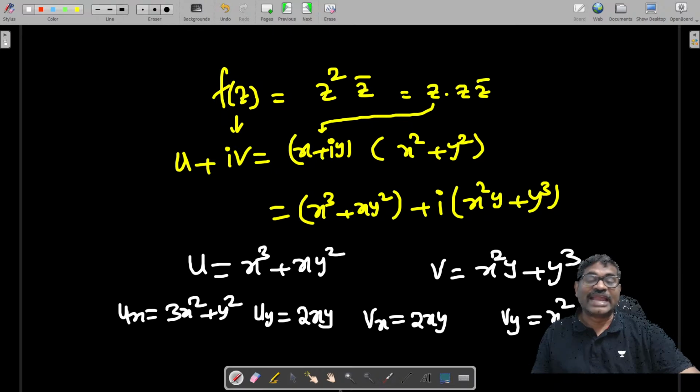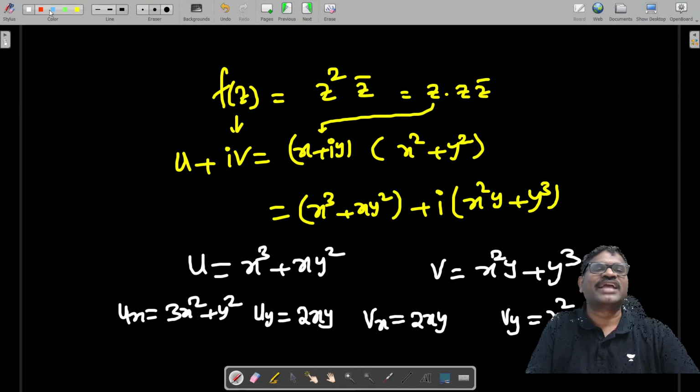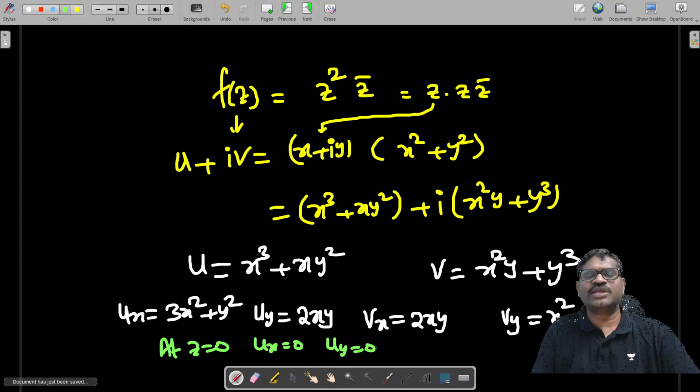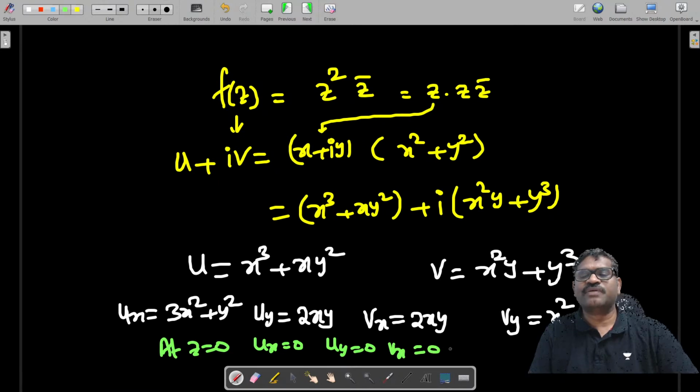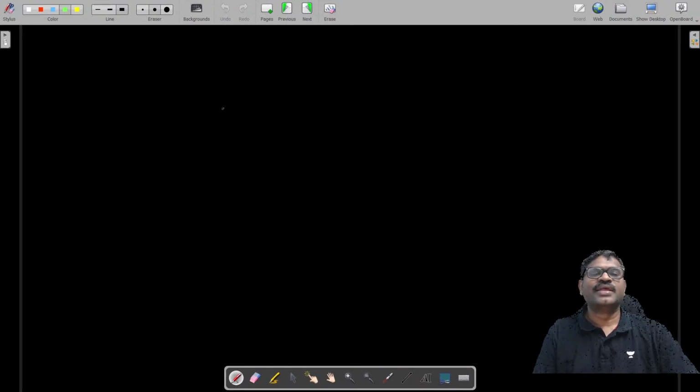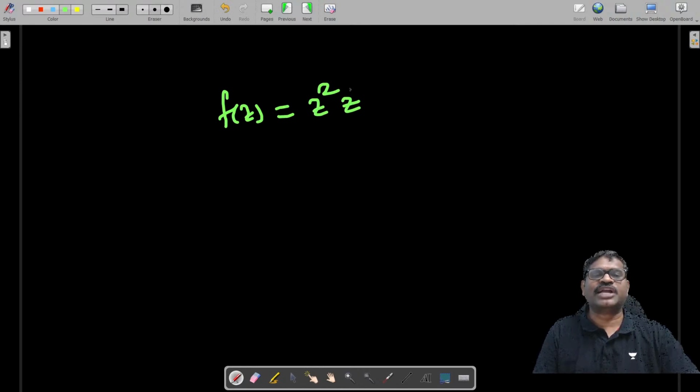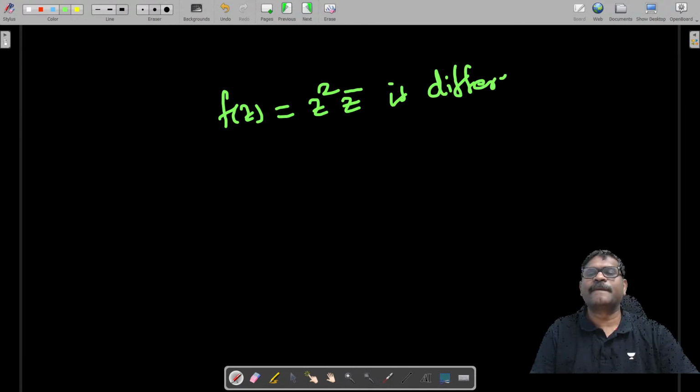Please observe. At Z equal to 0, X is 0, Y is 0. At Z equal to 0, Ux is 0, Uy is 0, Vx is 0, Vy is 0. CR equations are satisfied. The function is differentiable at Z equal to 0. F of Z equal to Z square into Z bar is differentiable at Z equal to 0.